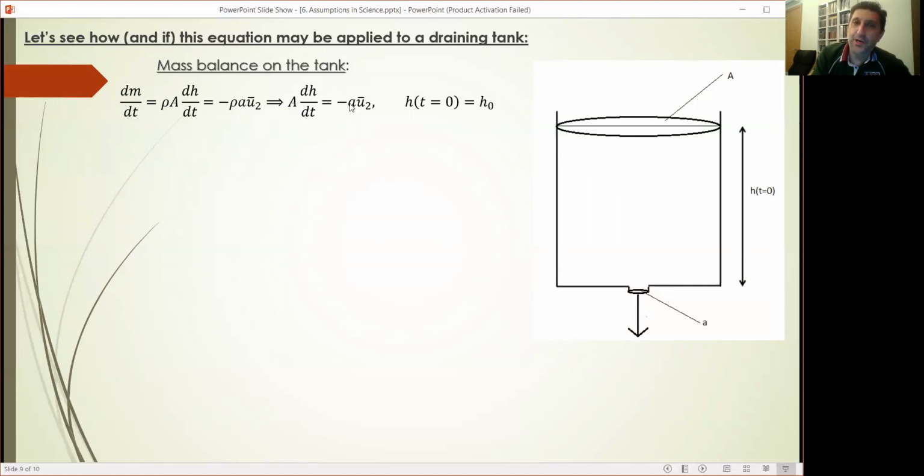So the cross-sectional area A times dH over dt, the rate of change of this height, is equal to minus the small area a multiplied by U2 average. U2 is the average exit velocity with respect to this opening. An initial amount of water is here. The area is measured here, the small area is measured here, and H is given an initial value. What we need to solve this question is to find this U2 value. However, please note that this is not going to be constant.